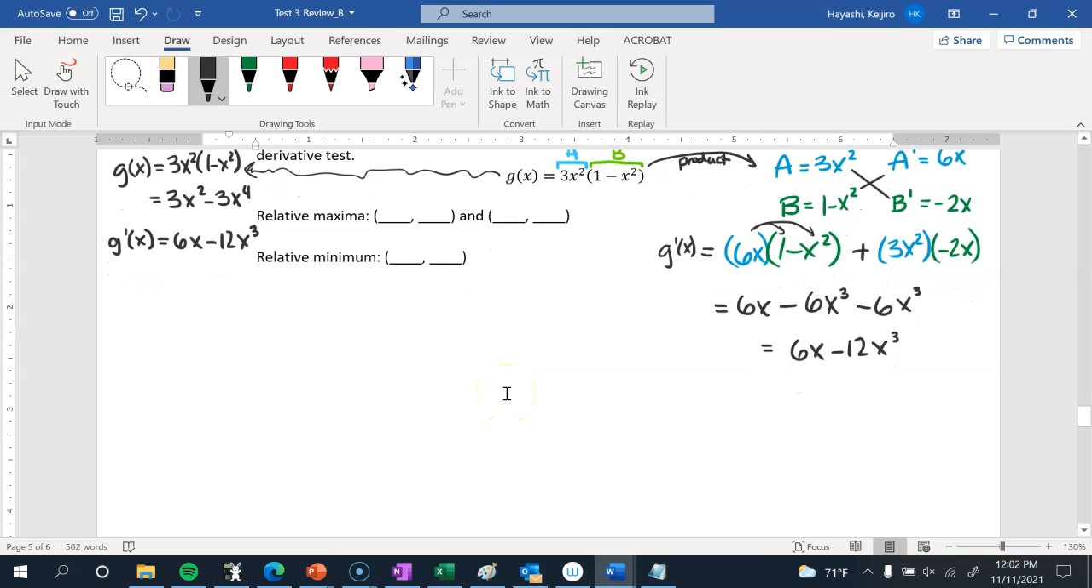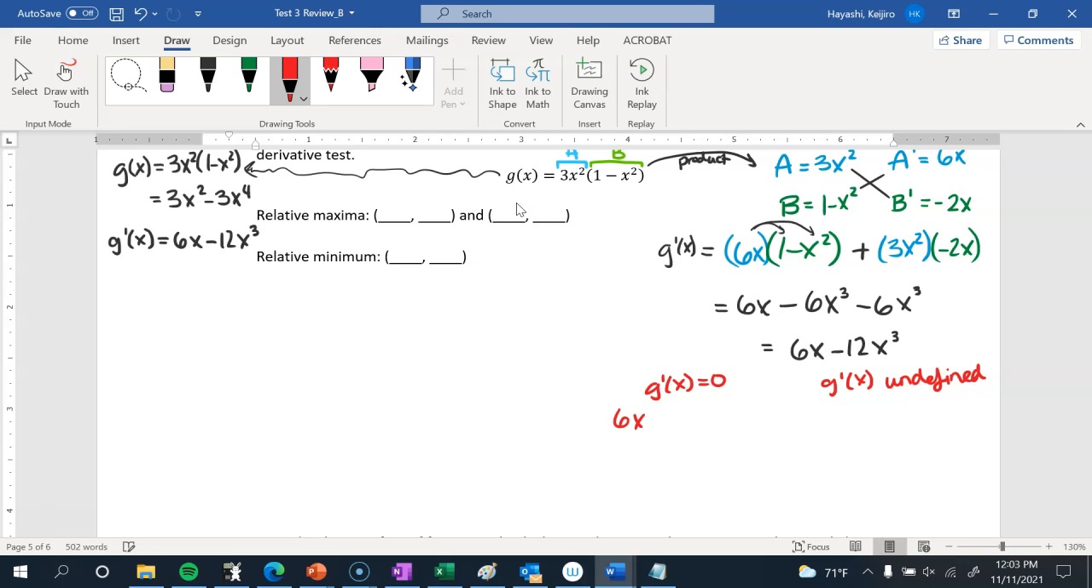And so it's this derivative that we're going to set equal to 0. So g prime of x equal to 0, or set it to be undefined, or try to find where it's undefined, in order to find the critical values, the critical numbers. So 6x minus 12x cubed equals 0.